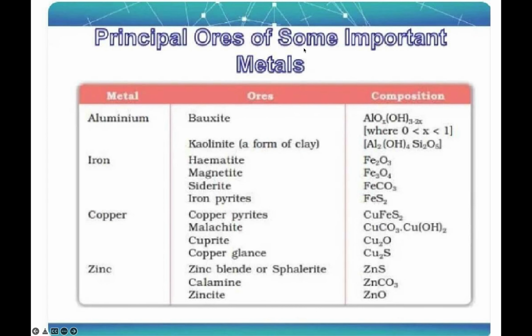we will see some principles of important metals. Mainly I have taken 4 metals: aluminum, iron, copper, zinc. Ores of aluminum are bauxite and kaolinite, a form of clay. We have the chemical composition here, so remember this composition. For iron, mainly 4 ores are there: hematite, magnetite, siderite and iron pyrites. We have the formulas here, remember that well. Then copper pyrites, malachite, cuprite, copper glass. We have the formulas, and remember the formulas well. Suppose they ask what is copper glass, and they give all these options.